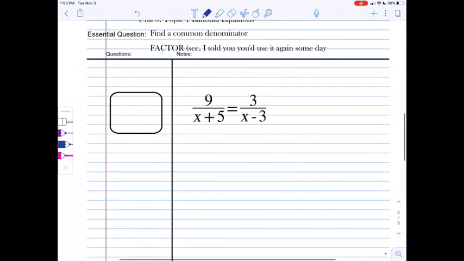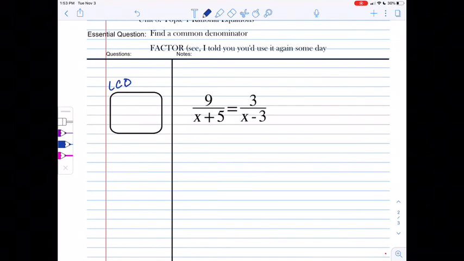Okay, so I'm looking at this, and I'm thinking, do I know x plus 5 and x minus 3? Do I know this number x? I don't. So my least common denominator in this case is going to be multiplying these together because I don't know what these numbers are. So x plus 5 times x minus 3 is my least common denominator. I don't need to multiply them right now. I just need to focus on using them to solve.